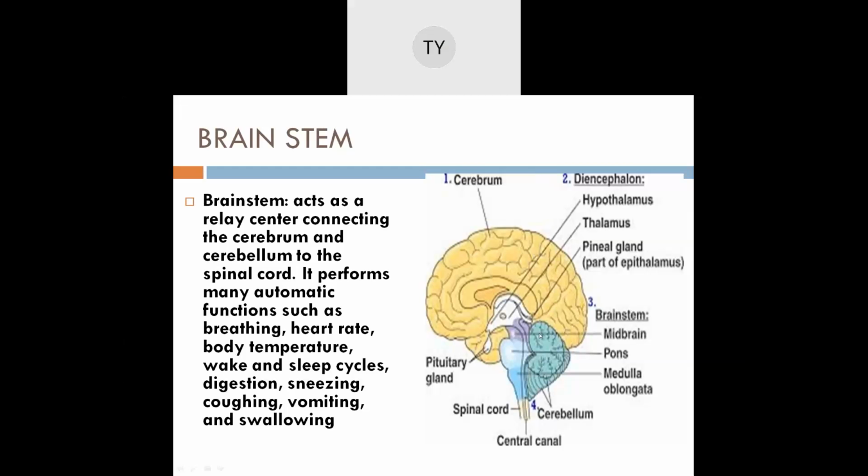Ma'am, can you repeat, please? Okay. So this is the brainstem, the third one. Third one, you see. So the brainstem, where are they located? They are located in between this cerebrum and the cerebellum. So they lie in the middle, we can say. It is the connection point in between the cerebrum and the cerebellum, the brainstem.